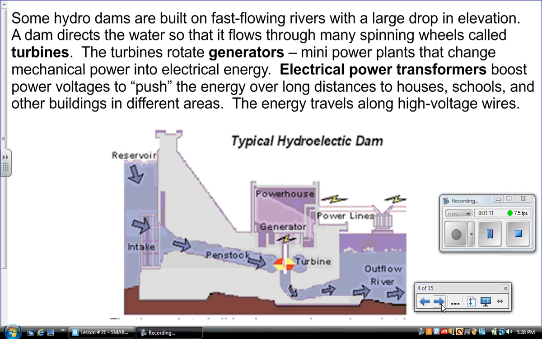Some hydro dams are built on fast-flowing rivers with a large drop in elevation. A dam directs the water so that it flows through many spinning wheels called turbines. The turbines rotate generators, mini power plants that change mechanical power into electrical energy. Electrical power transformers boost power voltages to push the energy over long distances to houses, schools, and other buildings in different areas. The energy travels along high voltage wires.